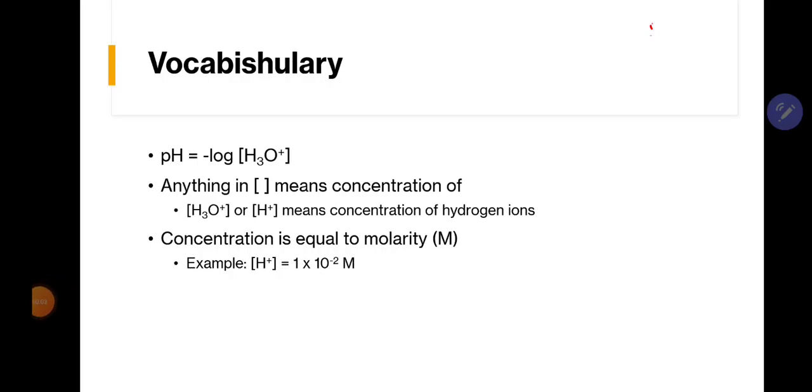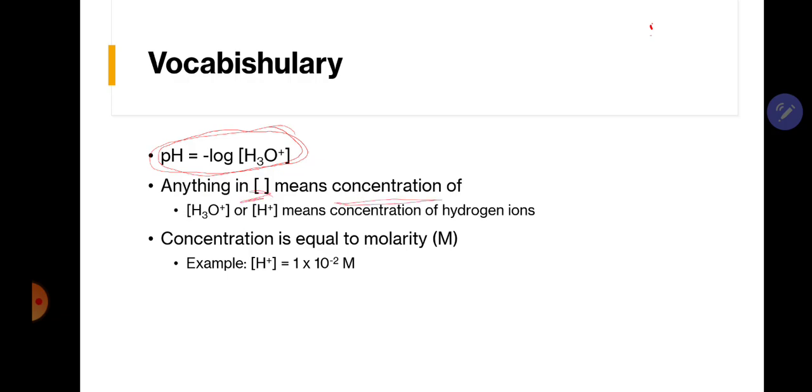Alright, so now we gotta talk about the math side of pH, and so we're gonna have some vocabulary. It's kind of vocabulary, a lot of it's symbols and notation, not really words, but it's all connected. So our base formula, not base for basic, but base for standard, is pH is the negative log of our hydronium or hydrogen concentration. Anything in brackets means concentration.